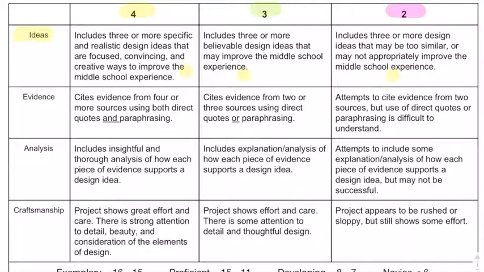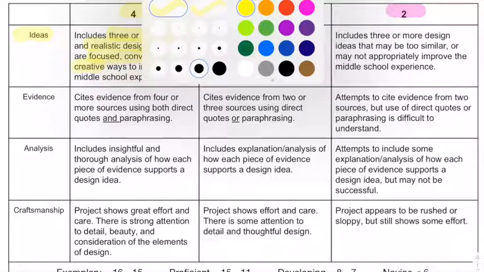Okay, so in order to earn a 4 for ideas, you must include 3 or more specific and realistic design ideas. They must be focused, convincing, and creative ways to improve the middle school experience. So for this, your ideas must be creative. They must be realistic, something that you could actually do, and focused. So what that means is that it's going to be a really clear idea that somebody could maybe go out and do right away, something that is relatively easy to do, so that it would really be helpful for people that run schools. Falling short of that would be a 3.